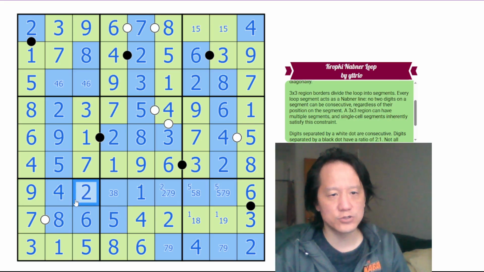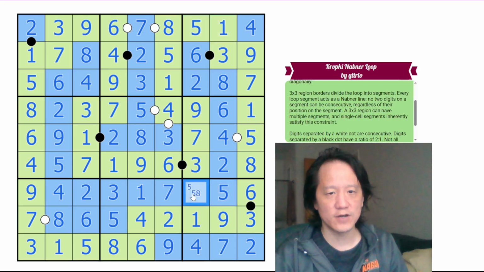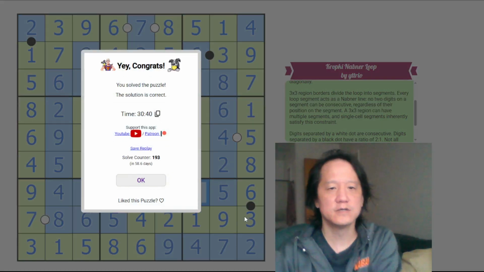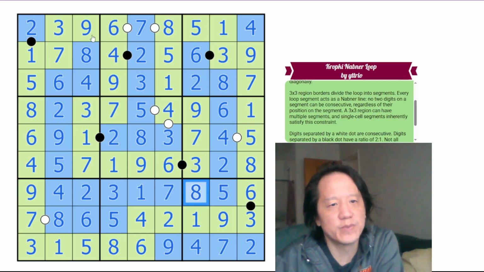Makes that 4, 2. 4 eliminates 4 here, 6 and 4. 8 eliminates 8 here, so it's 3. This can't be 2 or 9, so it's 7, which forces this to be 9, which forces that to be 7. 8 eliminates 8 here, so it's 1 and 9. This cannot be 9 or 7, so it's 5, which makes this 1, which makes that 5, and which makes this an 8. And let's just check to see that this is valid, right?